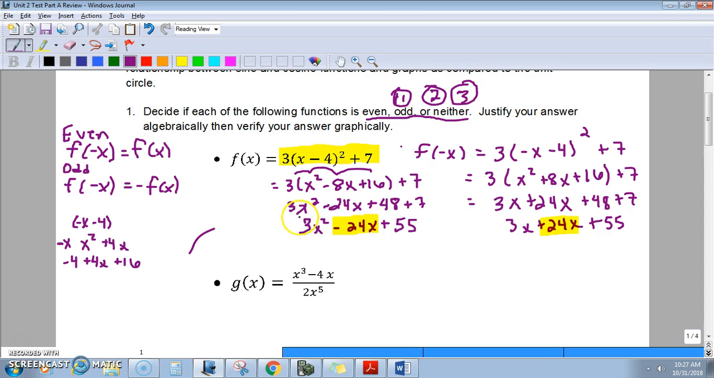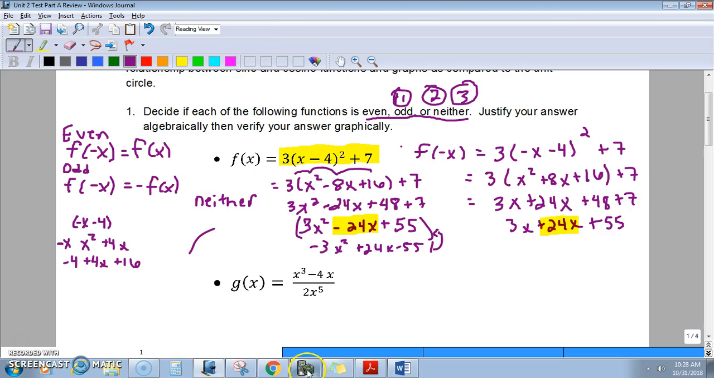So if the output of this function was negative, each term in the function would have to be the opposite. So it would have to be negative 3x squared plus 24x minus 55. That would be the negative of this, but that's not the case. So for question number 1, the answer is neither. It is neither odd nor even.